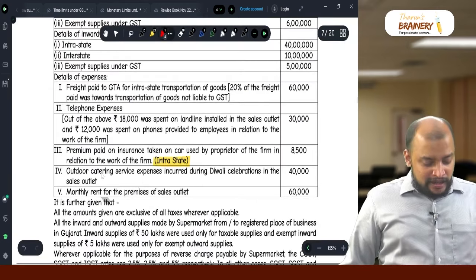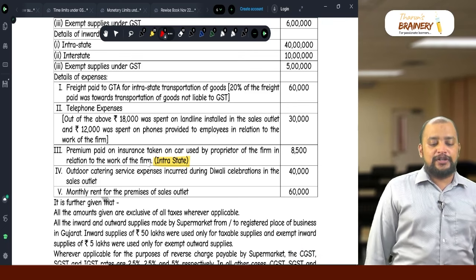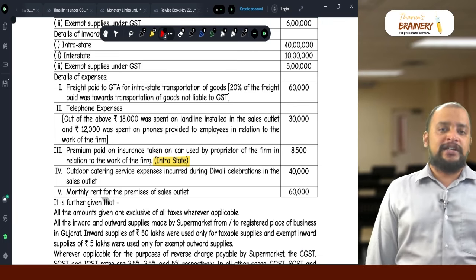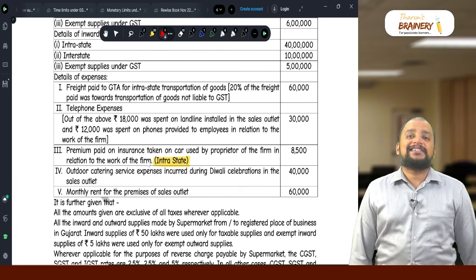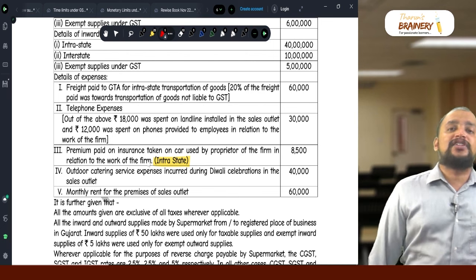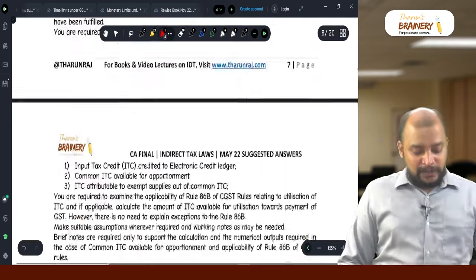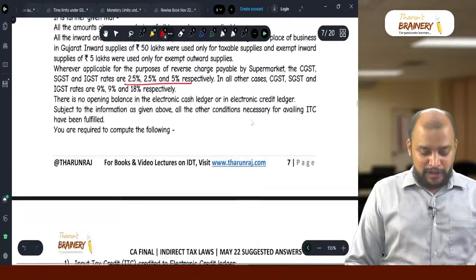And next one, premium paid on insurance taken on a car used by the proprietor of the firm in relation to the work of the firm. Generally, car is a blocked credit. Motor vehicle capacity does not exceed 13 and it is not covered under exception, so it's a blocked credit. With respect to that car, general insurance is also blocked credit, so ITC not available, even though GST is paid, but ITC is not available with respect to this.